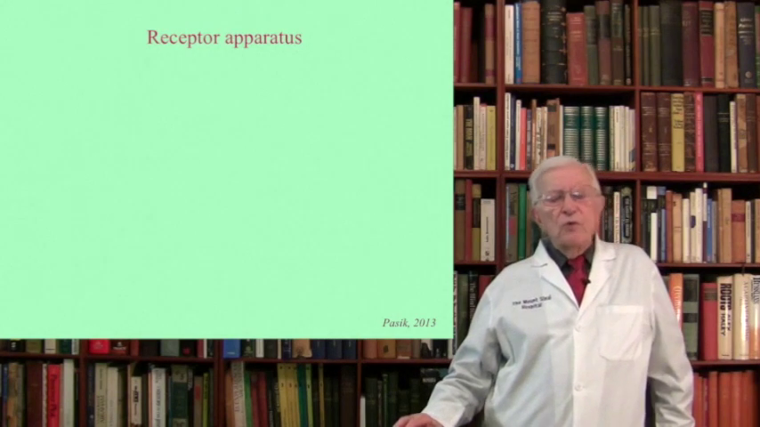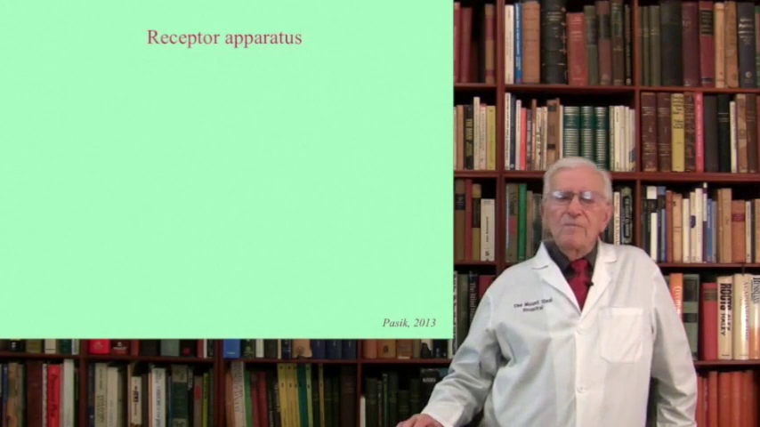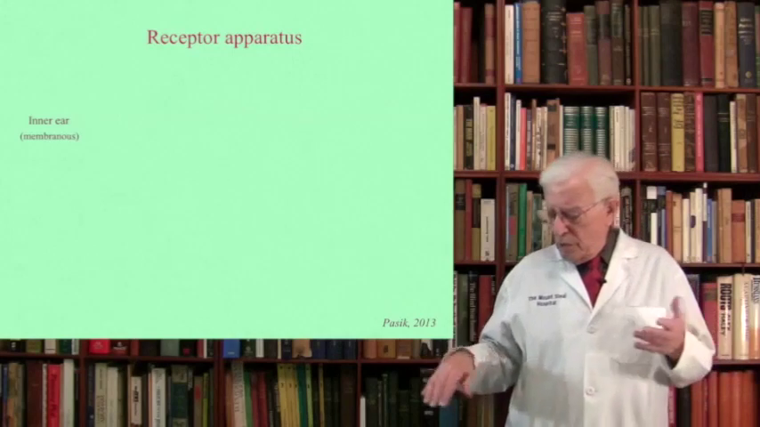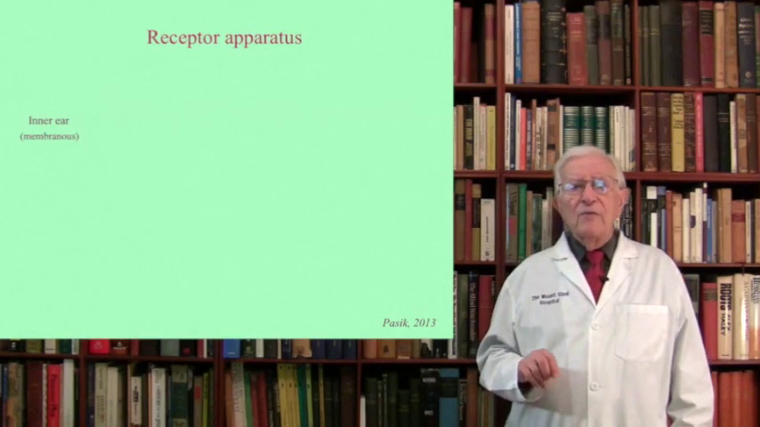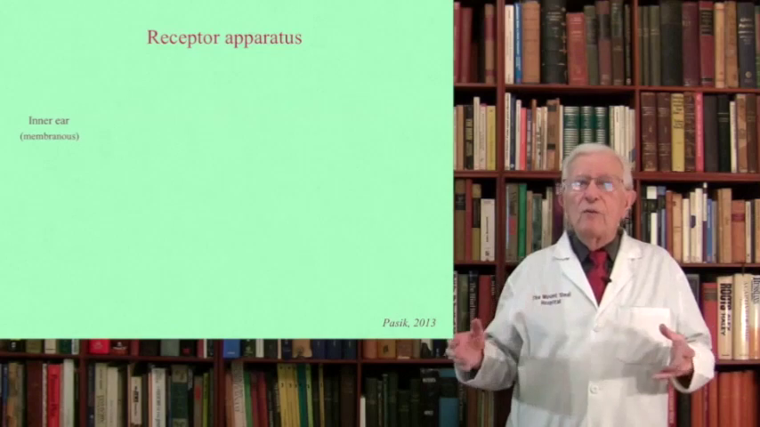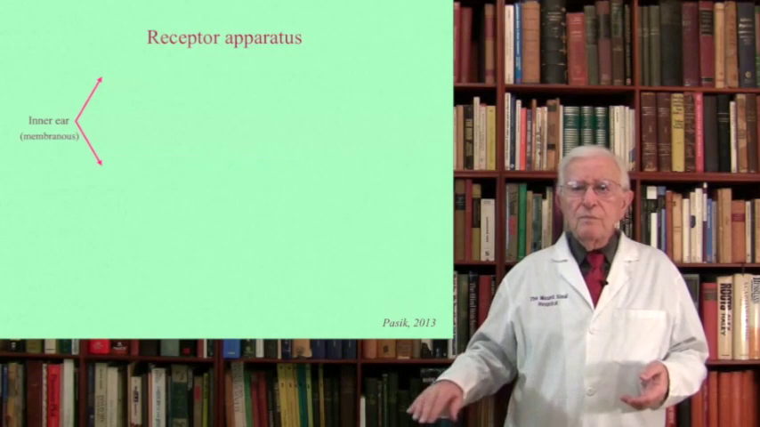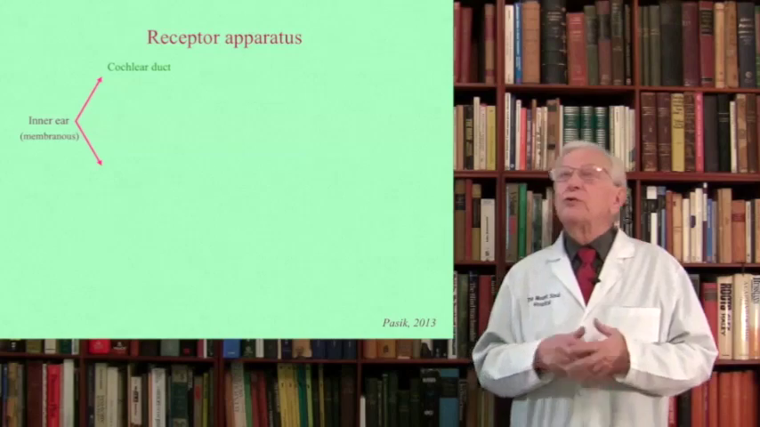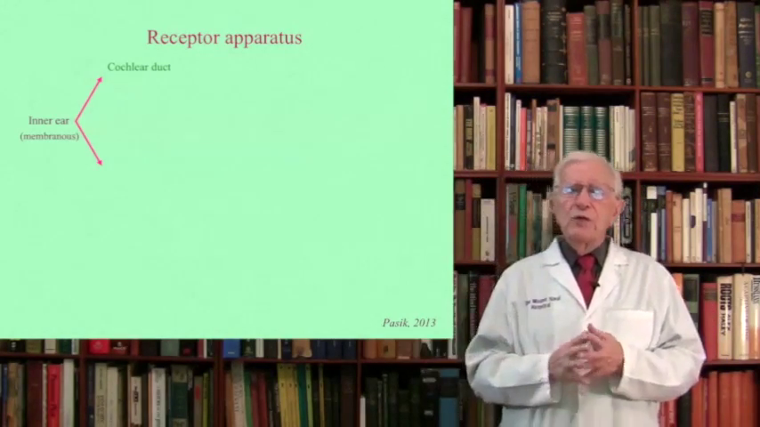Now, once you have the stimulus, the second story of the sensory system is the receptor apparatus, all right? And the receptor apparatus is in the inner ear. So the inner ear is carved into bone, dense bone of the temporal bone, and within that cavities of bone, there are membranes, and they form what is called the membranous labyrinth.